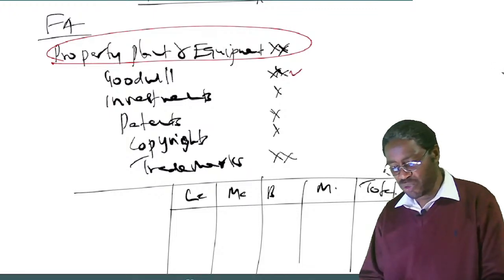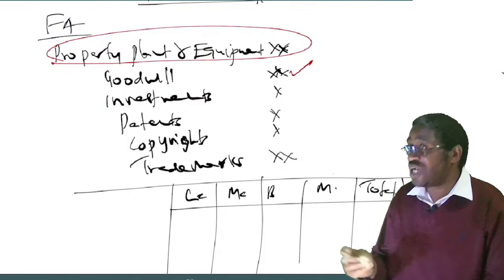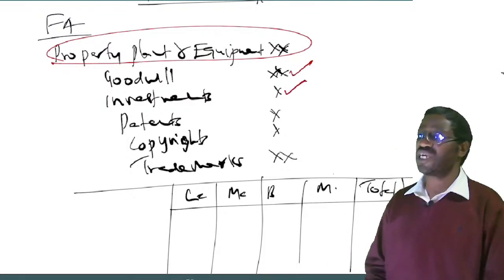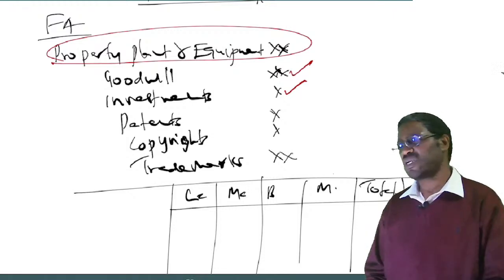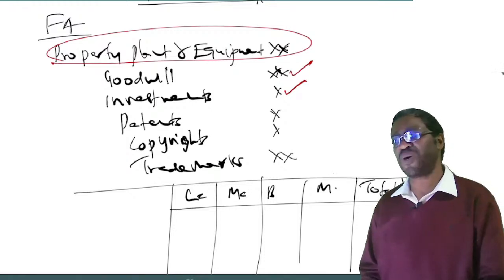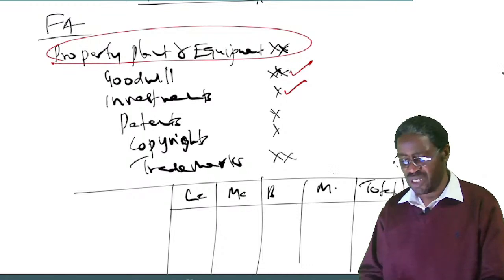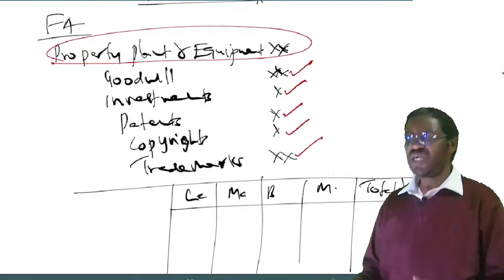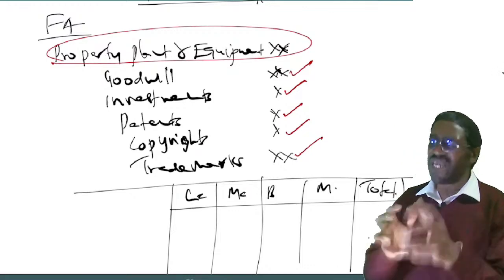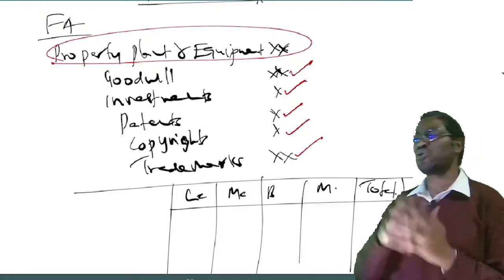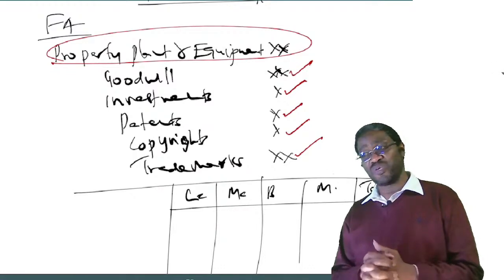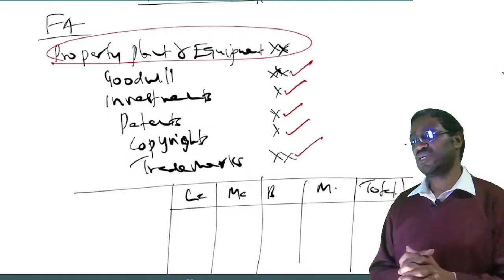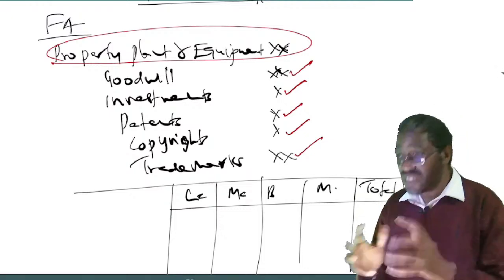We gave examples like goodwill. Of course, goodwill cannot be part of property, plant, and equipment. We mentioned other assets like investments. They are fixed assets, but you cannot classify them as part of property, plant, and equipment. We gave other examples like patents, copyrights, trademark. These are fixed assets, but they cannot be classified as part of property, plant, and equipment. So the requirement is, for those kinds of fixed assets, you show them individually.